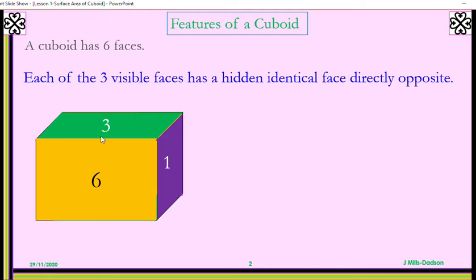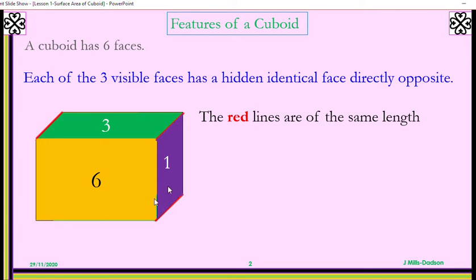So, face 3 at the top has an identical face directly at the bottom. Face 6 in front has another face at the back, and face 1 on the side has a hidden identical face on the other side. So though we could only see 3 faces, there are 3 other hidden faces.